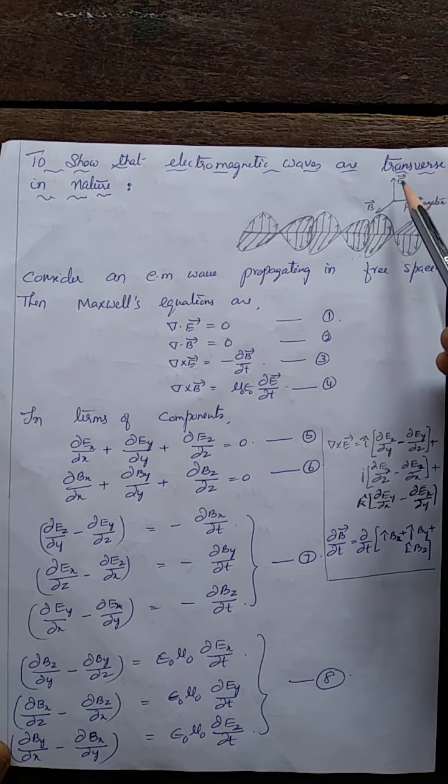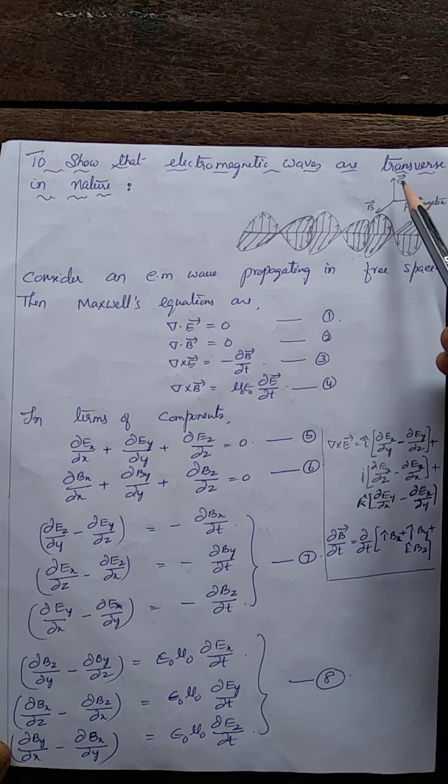As the wave travels along the x direction, there is no variation along the y and z directions. So all the components of E and B with their variation del by del y, del by del z become 0. So all these terms become equal to 0. If you apply this in equations 5 and 6, what do you get? Del by del y and del by del z being 0, we get del Ex by del x equal to 0 and del Bx by del x equal to 0.